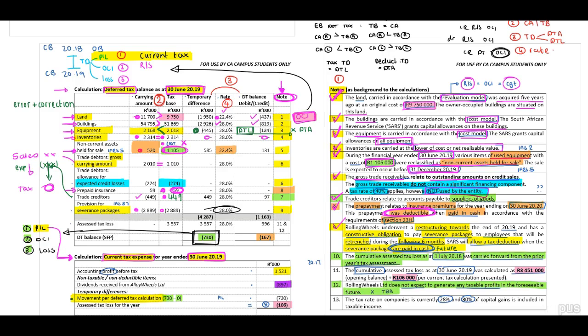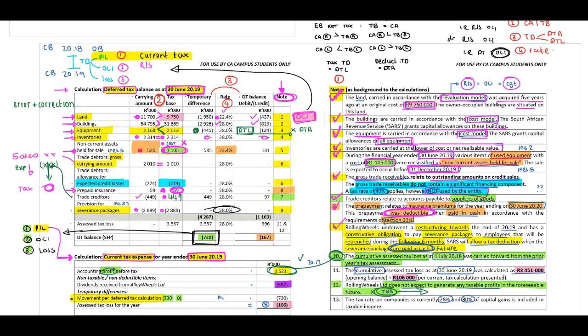We have an accounting profit. When you look at our current tax calculation, I'm going to make use of green, guys. We have our cumulative assessed tax loss. We have an accounting profit. Therefore, we can still utilize this. But we cannot recognize a deferred tax asset if we expect no future income.